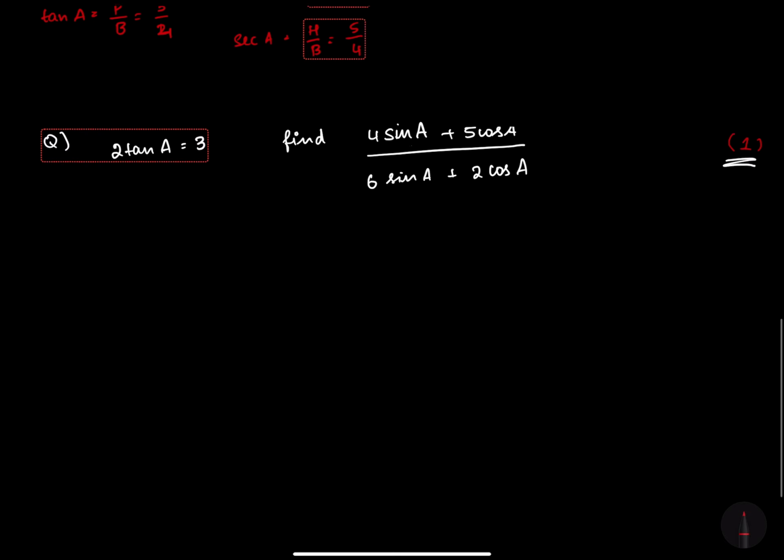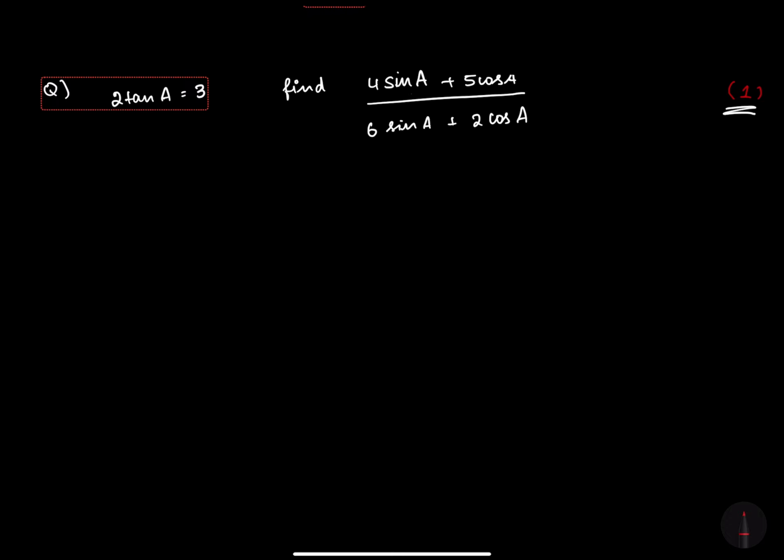Okay, now let's solve one CBSE previous year question, and we'll make sure that our basics are strong. So in the question, it's given that 2 tan A is equal to 3, and we've been asked to find 4 sine A plus 5 cos A by 6 sine A plus 2 cos A.